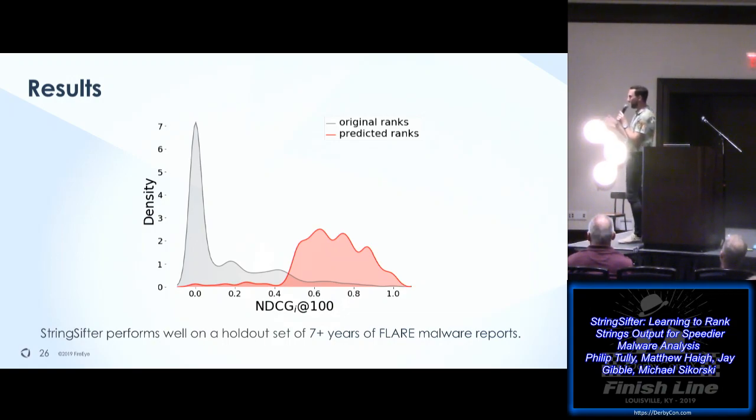This is kind of expectedly bad, right? This is unsorted, unranked. This is exactly the problem we're trying to fix with our algorithm and our approach. And then when we run StringSifter over these sets of strings from over 7 years of the malware reports that these guys are generating, you see that NDCG distribution shift over to the right-hand side. It's closer to 1. Higher score is better, and it's normalized, so it's bounded between 0 and 1. So you see we have some quantitative improvement here, and this is a good sign.